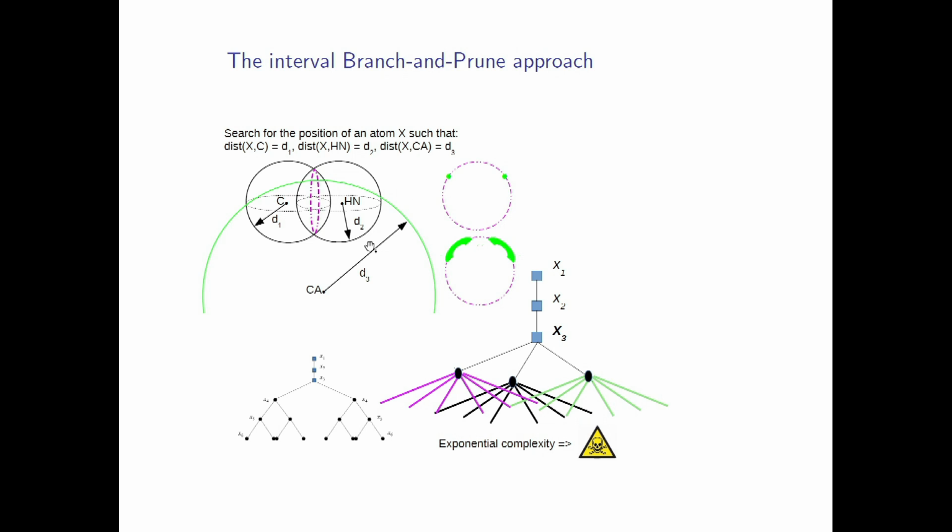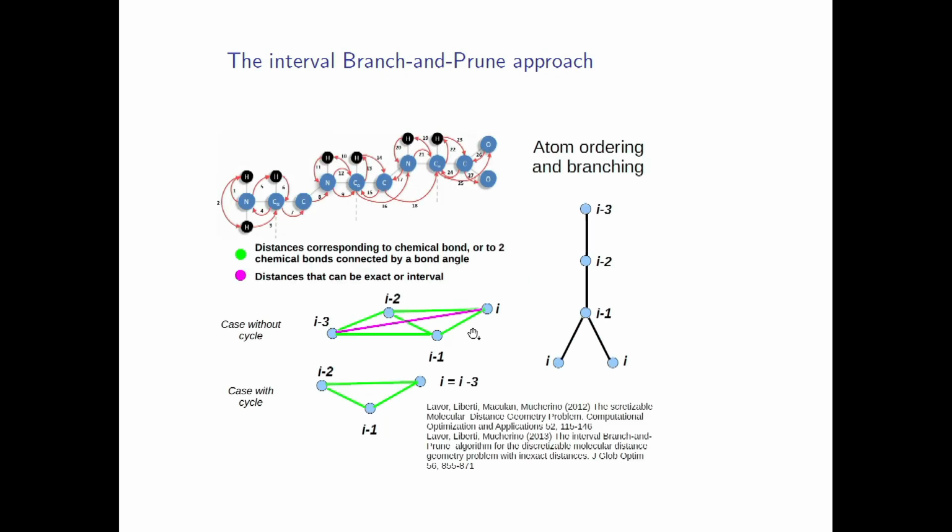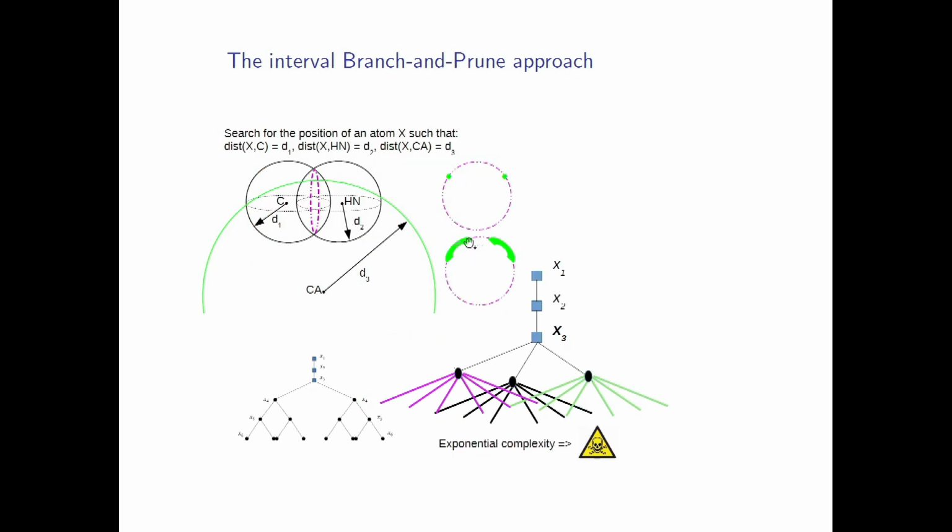And then if you have all exact atoms, you get exactly 2 points. If you have one interval, as I show here in magenta, you get 2 circle arcs. And actually you can describe that as a construction of a tree, and you are branching your tree. Each time you have positioned an atom, you can check whether you have other restraints which are maybe not satisfied, and if they are not satisfied, you can prune the tree.